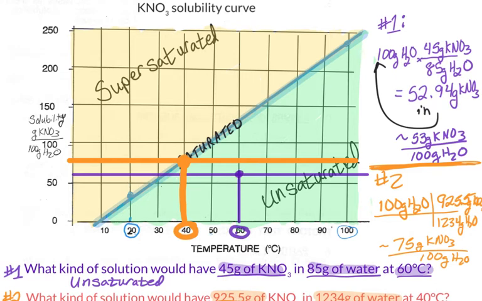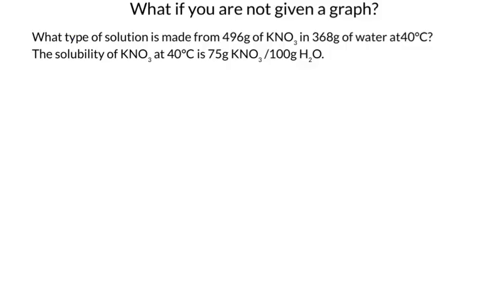And next we're going to look to see what you would do if you were not given a graph. If you were just given some information, some numbers that told you what the solubility is, how would you know if you have a saturated, unsaturated, or supersaturated solution? And again, we're going to try this with some numbers that are not 100 grams of water. So you'll notice that in this case you are not given a graph. Instead of the graph, you're given the information about what the solubility is at that given temperature that we're going to be studying.